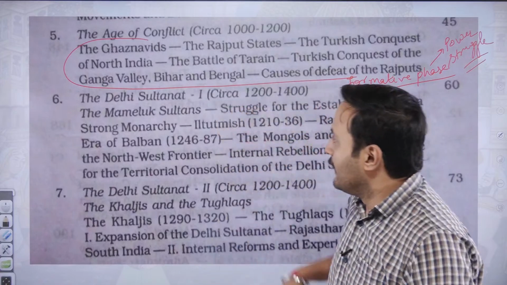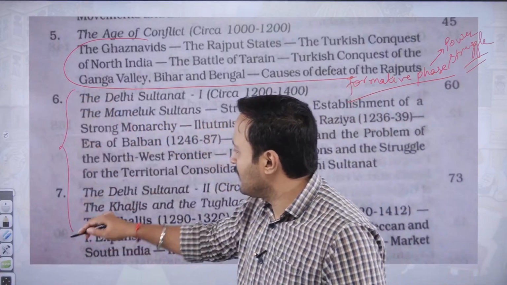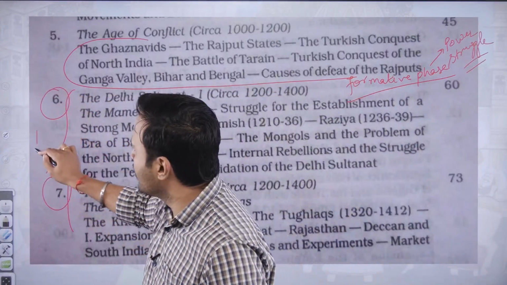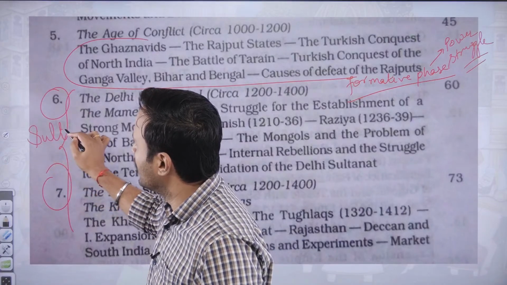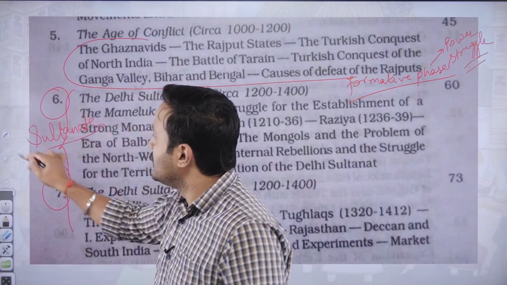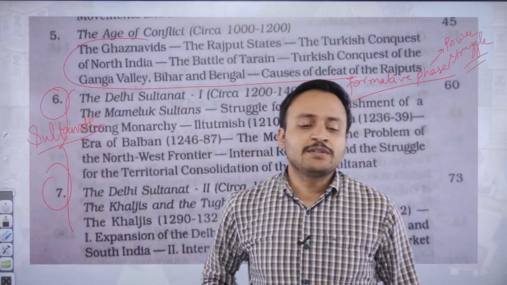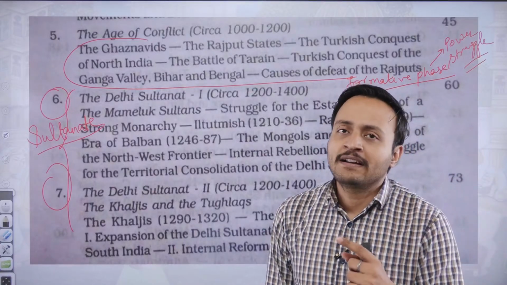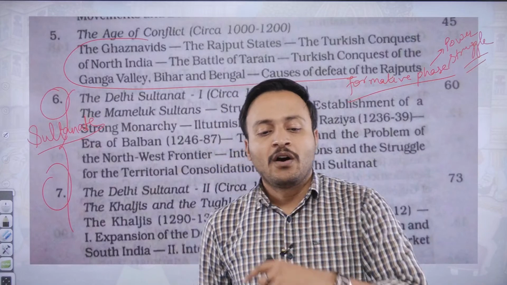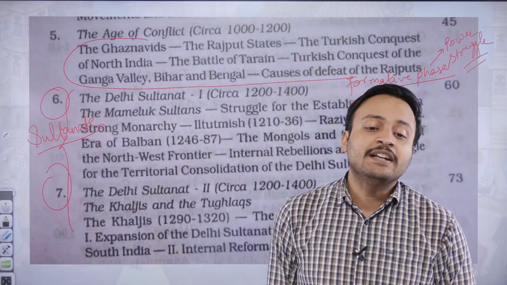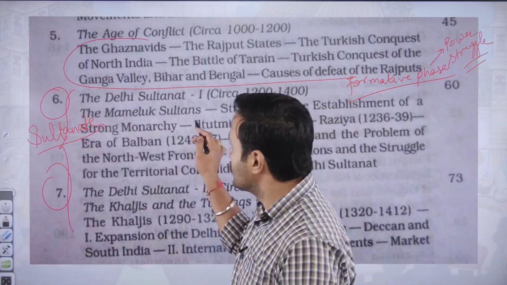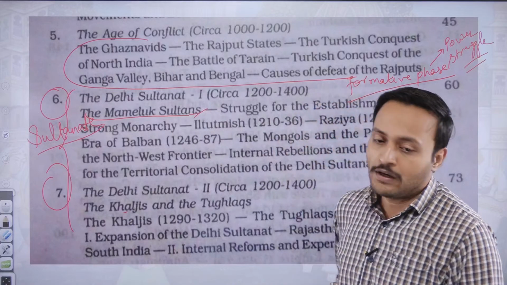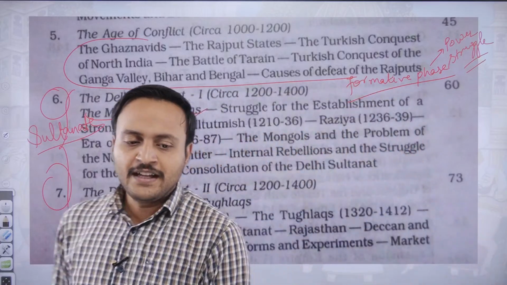Okay. Then we have this particular chapter, really important. Chapter number 6 and chapter number 7 are related to the Delhi Sultanate. These two chapters are related to the Delhi Sultanate, where in two different parts, from 1200 to 1400 and from 1400 onwards, we study the rule of the Delhi Sultanate. So in the first part we will do the Mamluk Sultans, in the second part the Khiljis and Tughlaqs. Okay everyone, these are very, very important.